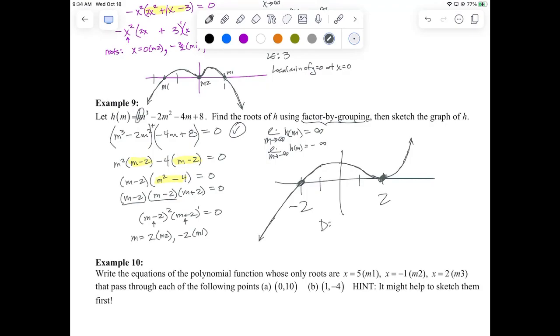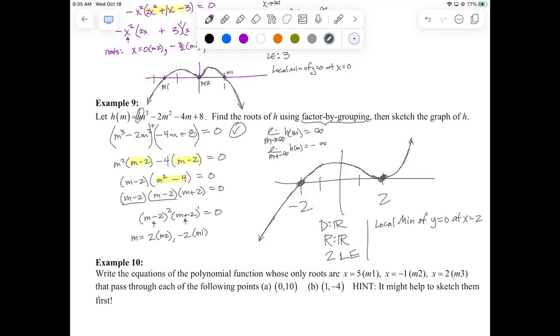What's the domain? All real numbers. That's easy. What's the range? All real numbers. How many local extrema do we have? 2 local extrema. We have a local max that we don't really know what it is. Do we know where the local min is? We do. We have a local minimum of y equals 0 at x equals what? 2. We don't know the local maximum because we don't know calculus and we don't have our calculator.